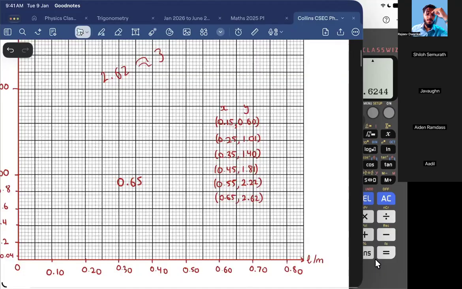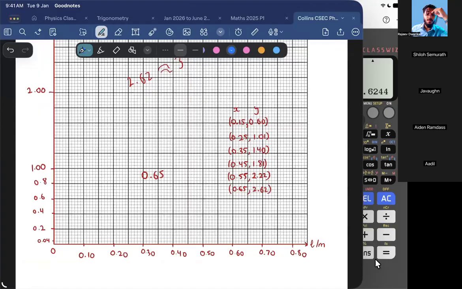is 0.15, 0.60. Tell me if this is correct. What do you think? Yes, sir. Right, so you understand that? Yes, sir. Okay, next one is 0.25, 1.01.